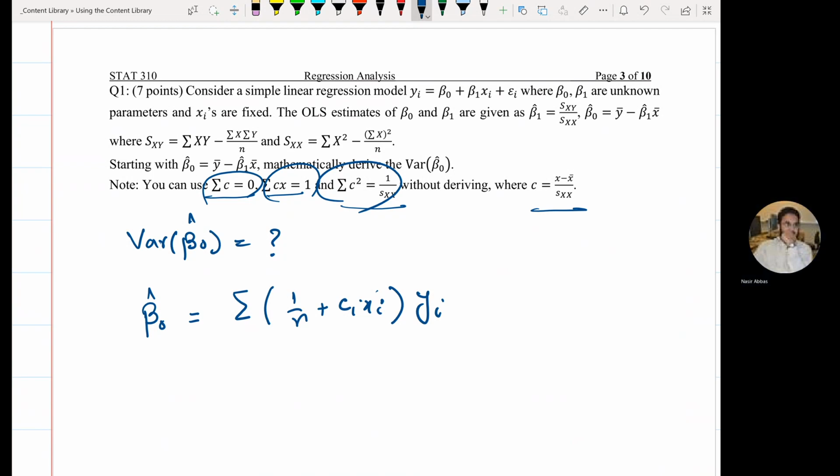Yes. You have to. This is a very important point. Anything that is not given as a note, you need to prove it.